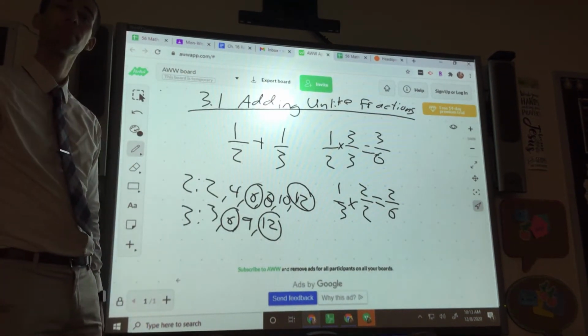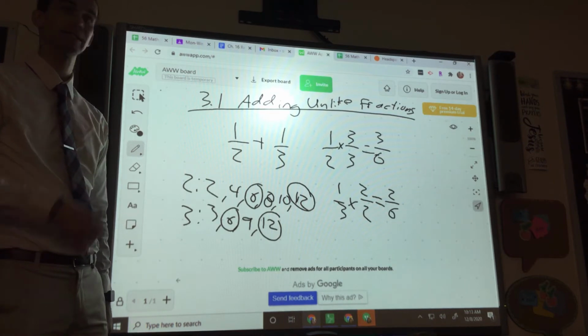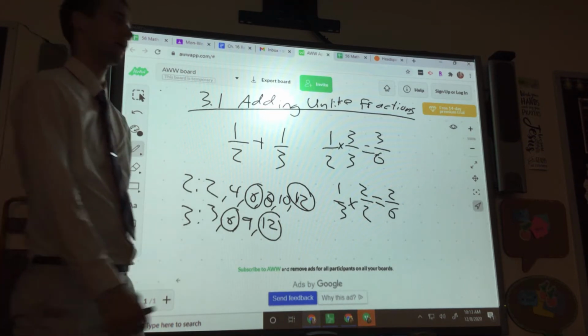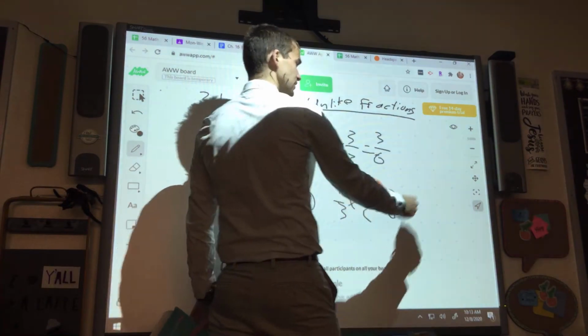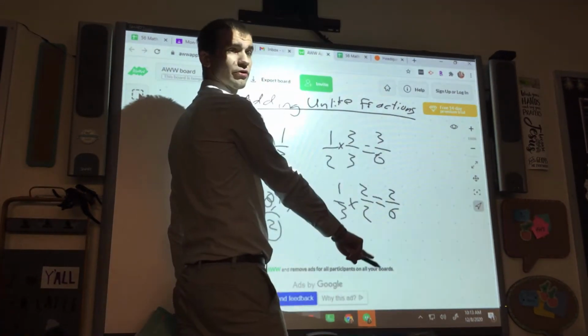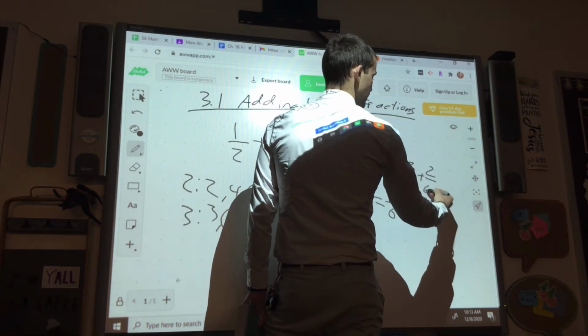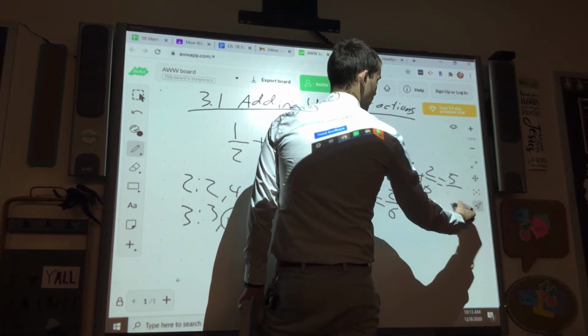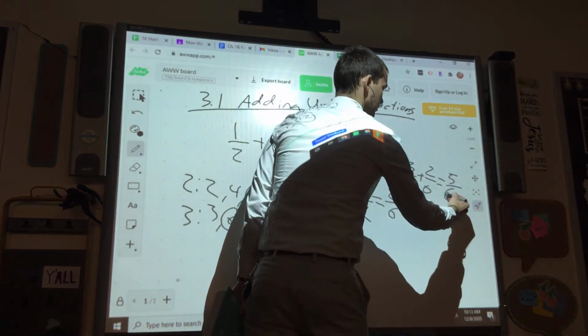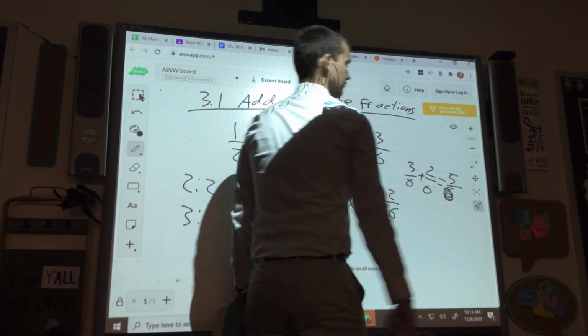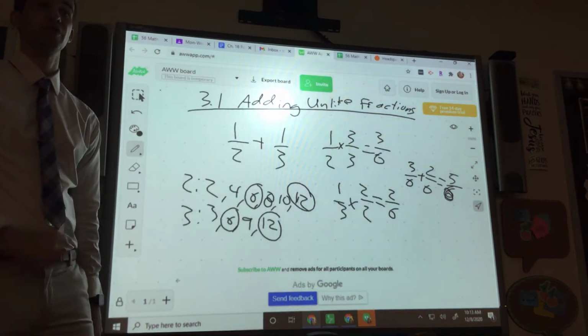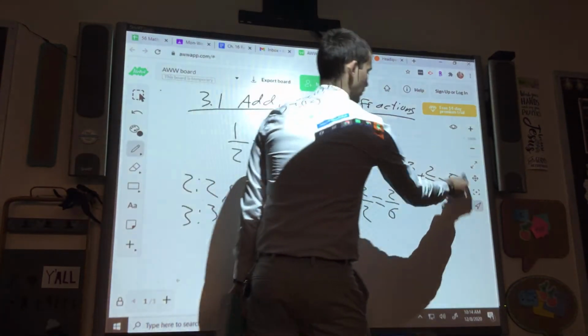Should I be writing this down? Yep, anytime I write something on the board, you should be writing it down. Now you have your common denominator, 3/6 and 2/6. 3/6 plus 2/6 is 5/6. So that's what we get for our answer for this one.